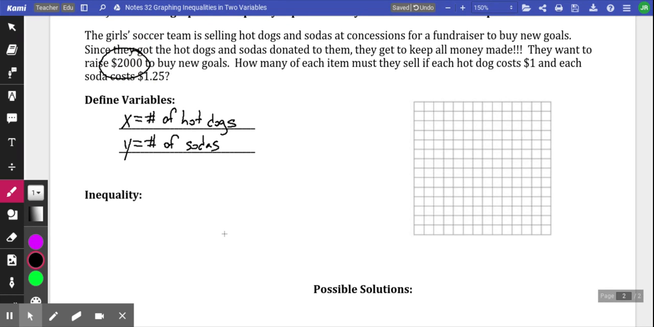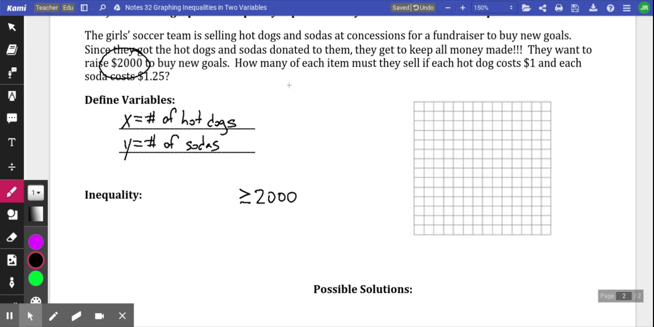try to raise $2,000. All right, so I'm going to go ahead and put 2,000 somewhere. They want to make at least $2,000, which means that whatever they are doing to make that money needs to be more than 2,000, or it could be exactly equal to 2,000. If they get 2,000 exactly, or if they get 2,001, or if they get 5,000, that means that they would be happy. They would have met their fundraising goal.